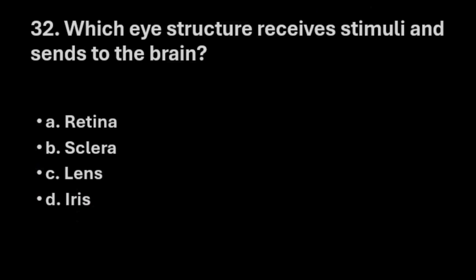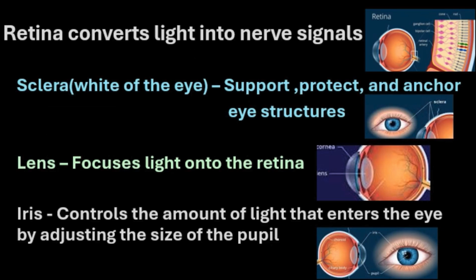Which eye structure receives stimuli and sends them to the brain? Option A, retina. Option B, sclera. Option C, lens. Option D, iris. Let us see the right answer here. The right answer here is option A, retina. The retina converts light into nerve signals.